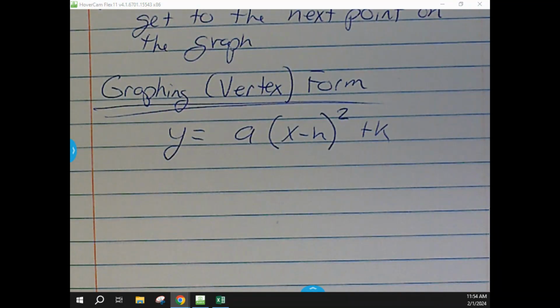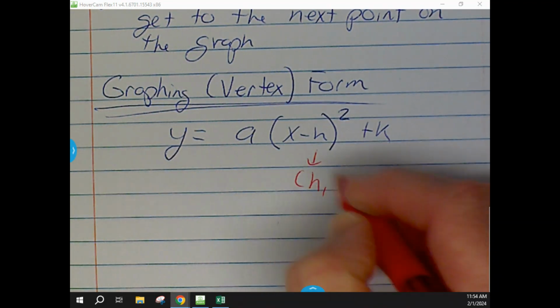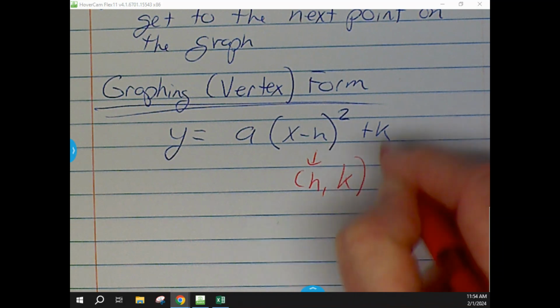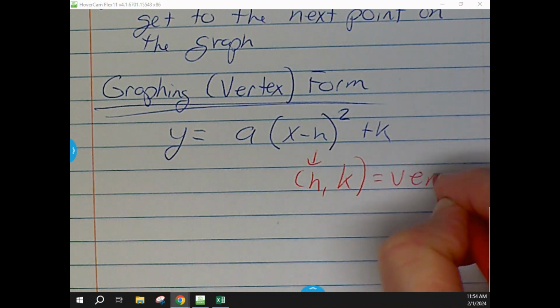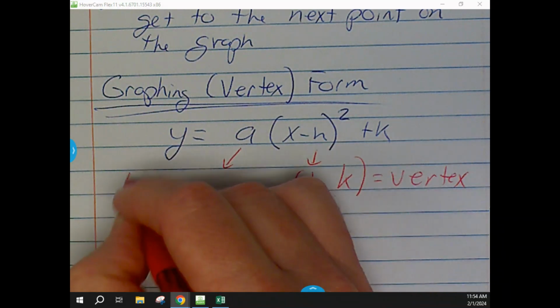Okay, and everything still means the exact same thing. The h and the k. Again, change this sign from negative to positive. This sign stays the same. That is still the vertex. And your a value that's here is still kind of like the slope.